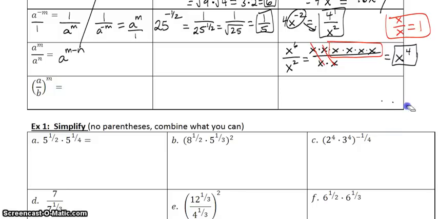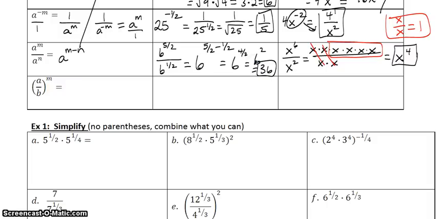All right, I'm going to now give you an example of that property with numbers. So let's say I had 6 to the 5/2 power divided by 6 to the 1/2 power. Again, subtract your exponents. I ended up with 6 to the 4 halves power, and that is 6 squared. So my final answer for that one is 36.